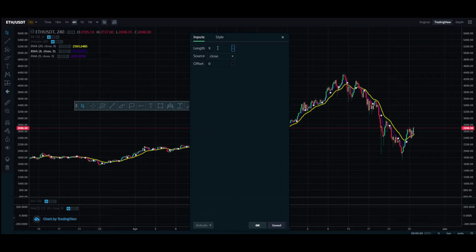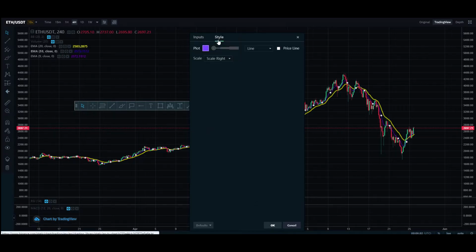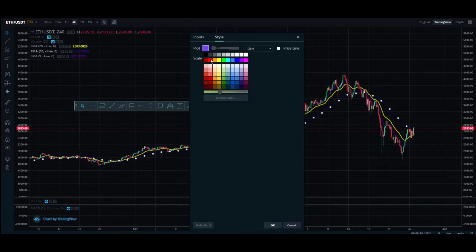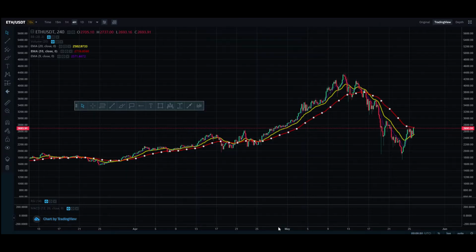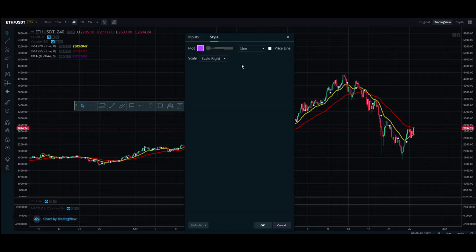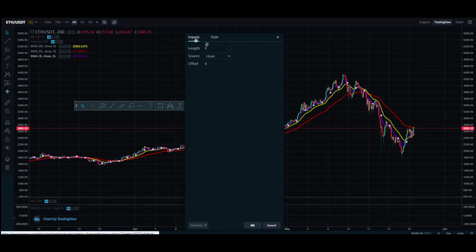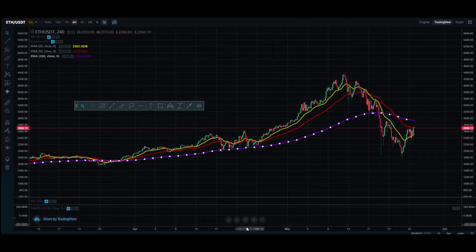Below that, we're going to set up our 55 EMA, and that will be red. Here we go. And the last one is going to be, let's have it as purple. That'll be the 200. There we go. All done.